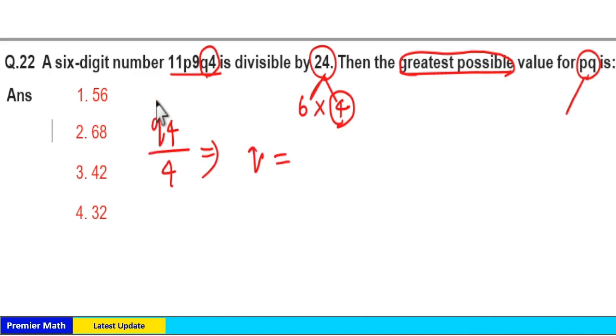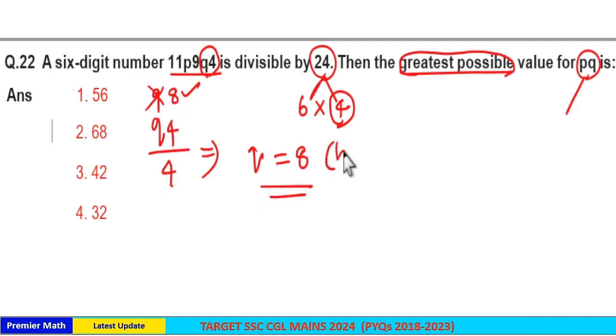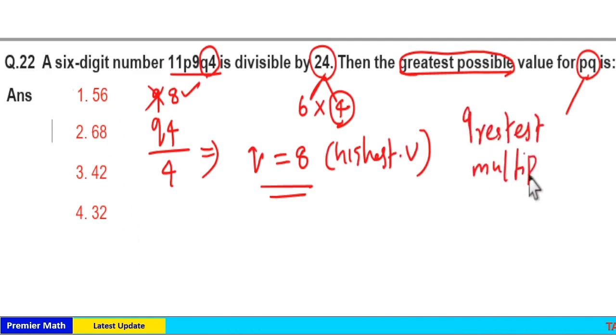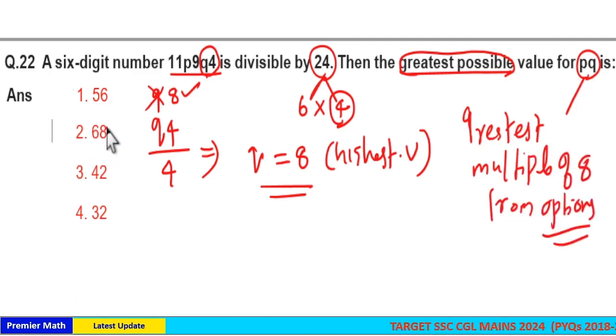Here if I put the value of Q as 9, 94 is not divisible by 4. But if I put the value of Q as 8, 84 is divisible by 4, which means the highest possible value for Q is 8. Which means if you take the greatest multiple of 8 from the options, that will be your answer. Here 68 is not divisible by 8, but 56 is divisible by 8. Option 1 is your answer.